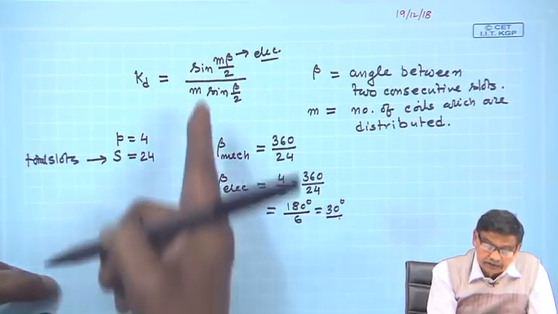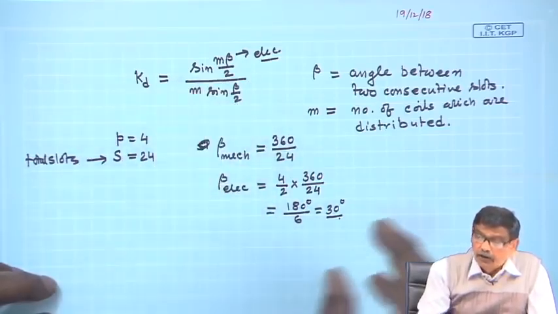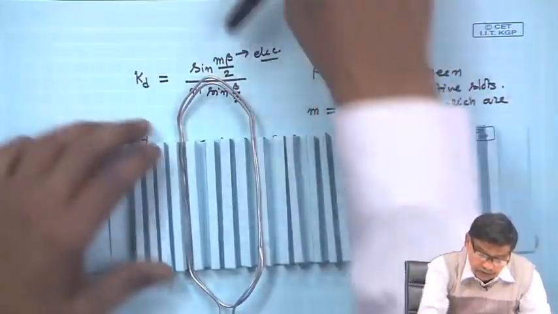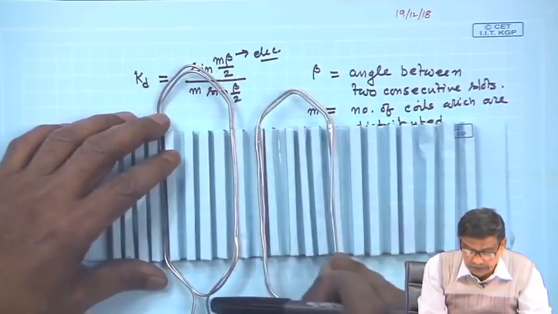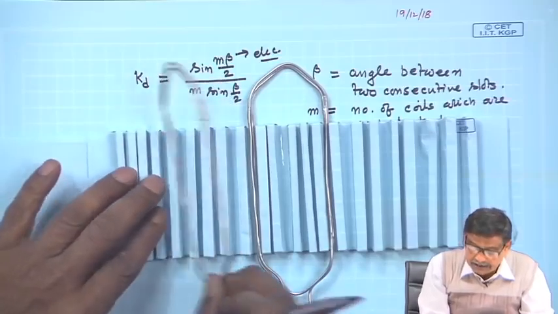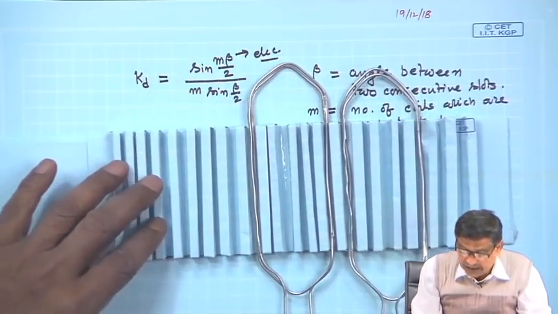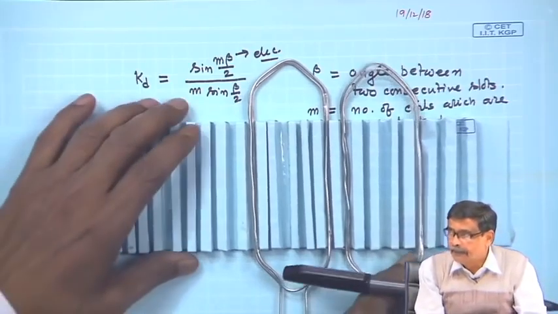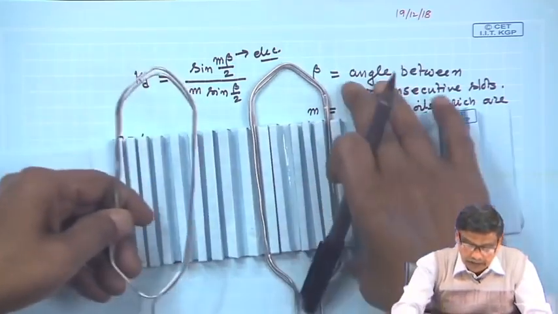This is the value you have to put in this formula, and M is what? M is how many coils you are distributing. Instead of 2 coils, you could have 3 coils, although I do not have the third coil. Suppose this is displaced and this is present, and another third coil is kept here, and all these 3 are connected in series. That number is M. I will come.